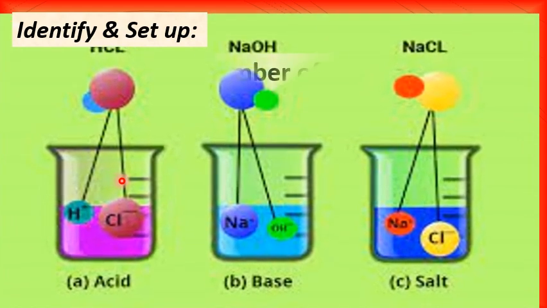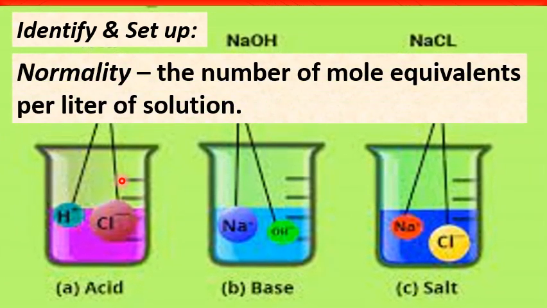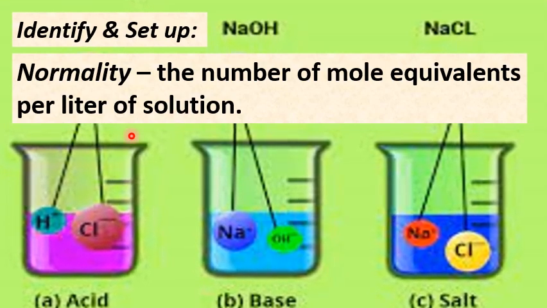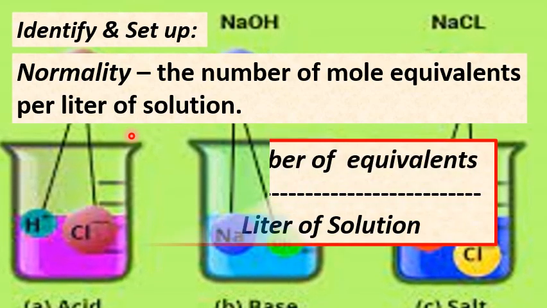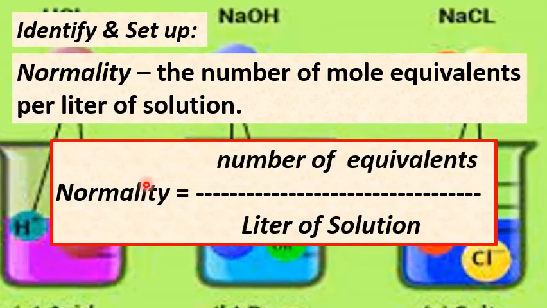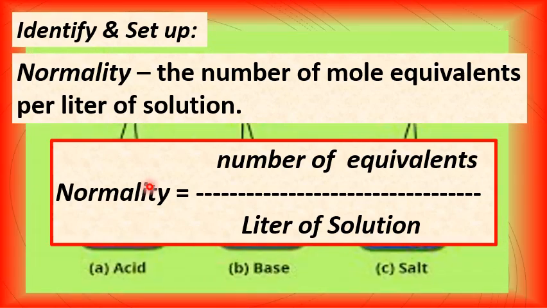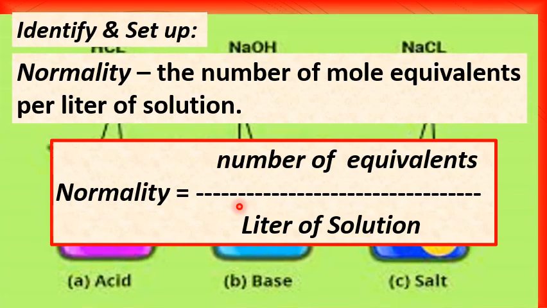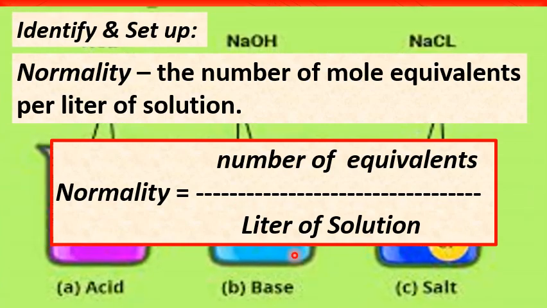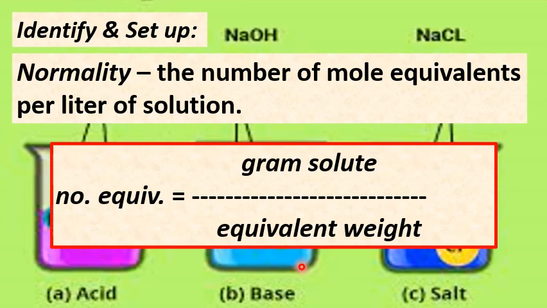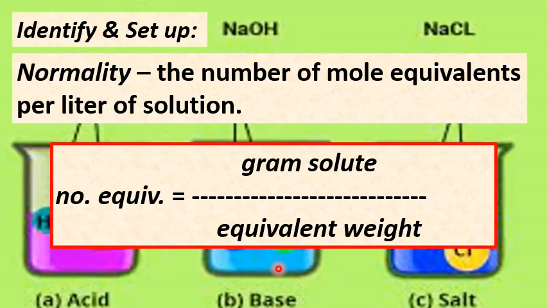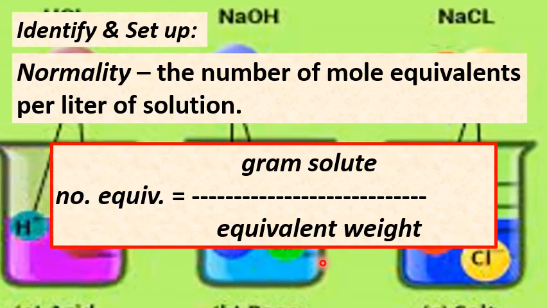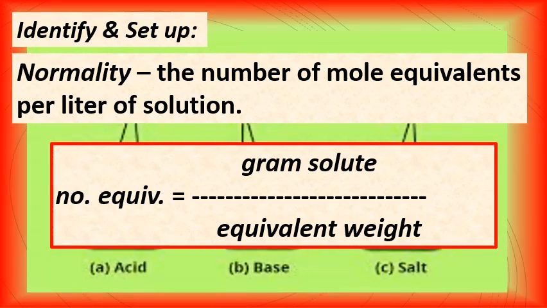First thing first, what is normality? Normality is the number of mole equivalents per liter of a solution. And to calculate for normality, we just divide the number of equivalents by the volume of the solution expressed in liters. The number of equivalents is equal to the mass of the solute expressed in grams divided by its equivalent weight.